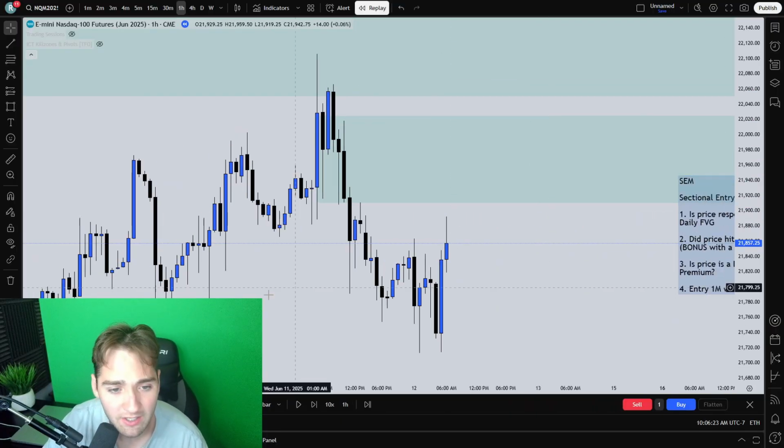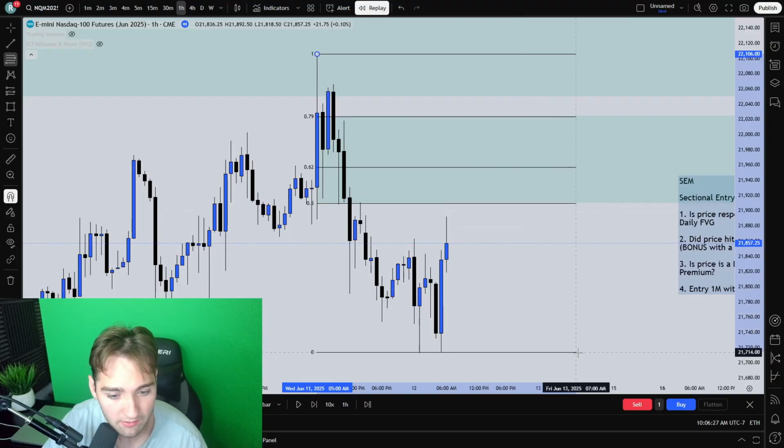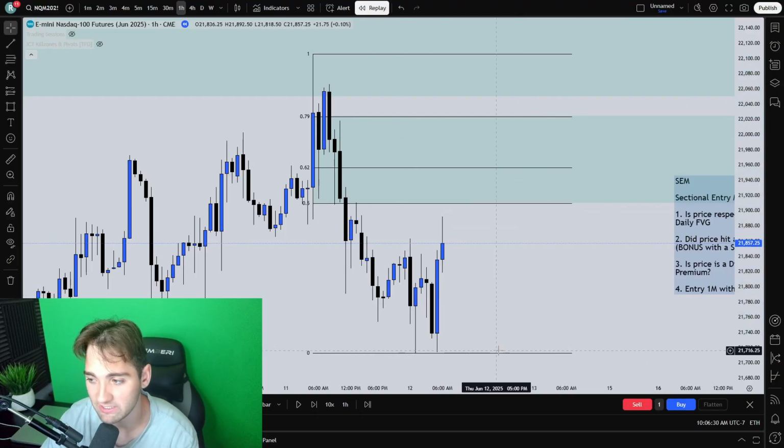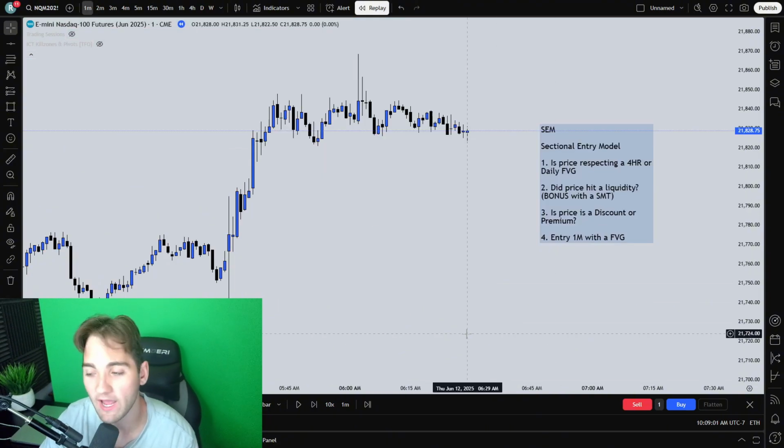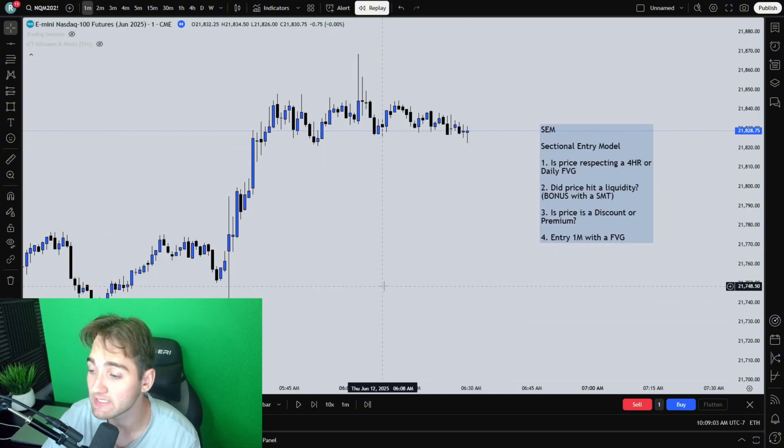So if we go ahead and again, we measured that out, the high to the low, we have OTE zone. So let's go ahead and highlight that and boom. So now here's the time to drop down to the 1 minute time frame.